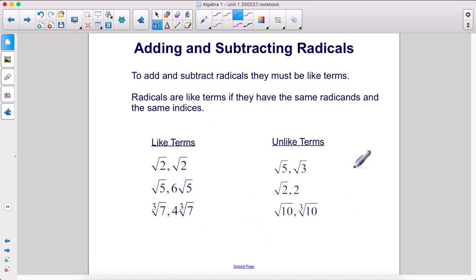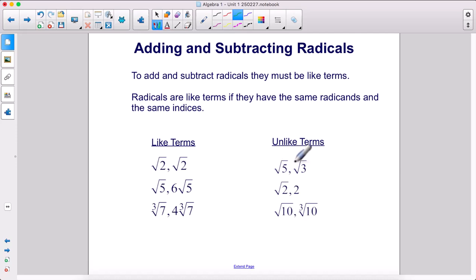To add or subtract radicals, they must be like terms. Radicals are like terms if they have the same radicands and the same indices. So, square root of 2 and the square root of 2, those are like terms. Square root of 5 and 6 times the square root of 5, like terms. The cube root of 7 and 4 times the cube root of 7, those are like terms.